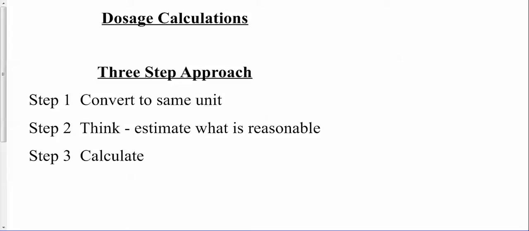The second step, when calculating dosage, we are going to estimate what is a reasonable answer prior to calculating the result, either using the formula from Chapter 10 or proportions from Chapter 14. And the third and final step is to calculate the dosage. In Chapter 10, we'll use the formula method D divided by H times Q is equal to the desired dosage.